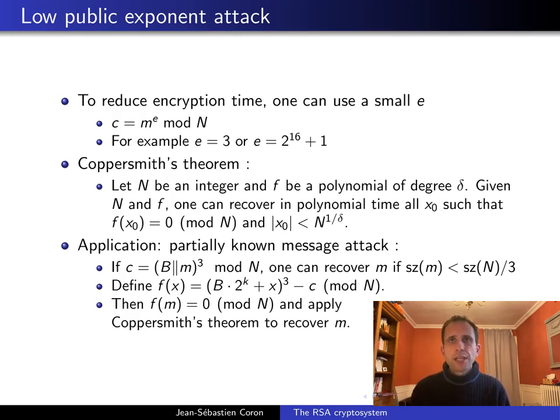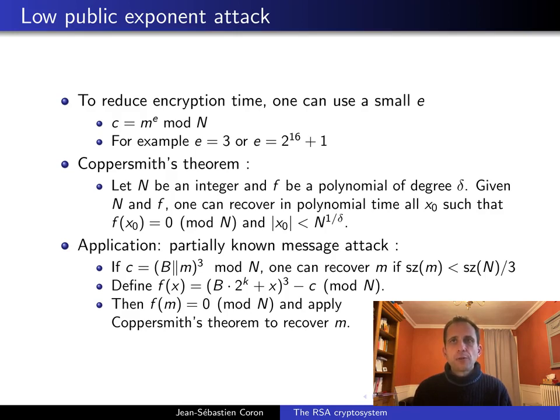So we have a direct application of this theorem with the partially known message attack against RSA. So assume that when we encrypt our message M, we pad it on the left with a fixed block, capital B, which is publicly known. So to encrypt a message M, we pad it on the left with a public constant, capital B, and then to encrypt, we raise this to the power of 3 modulo n to get the ciphertext.